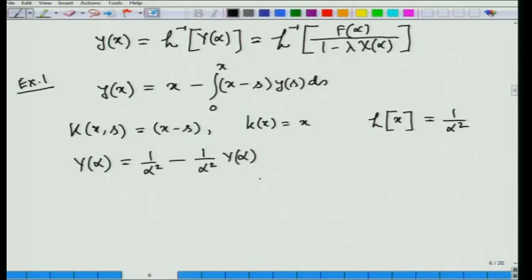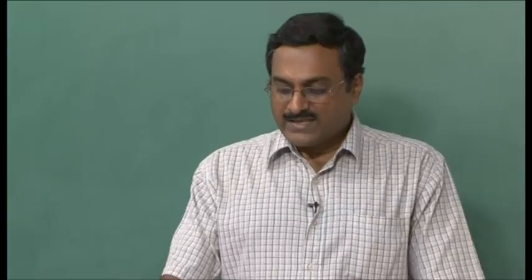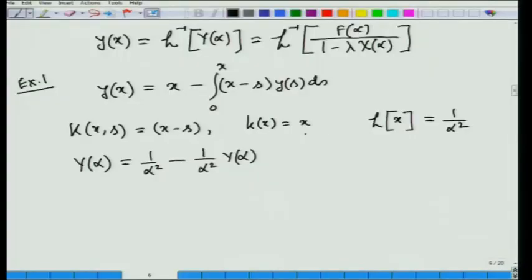This is the result. Actually, this is coming from the concept that the Laplace transform of the integral 0 to x, (x minus s) y(s) ds, means we are taking the Laplace transform of the convolution of two functions x and y(x). Now, the Laplace transform of x is 1 by alpha square, the Laplace transform of y(x) we denote by capital Y(alpha), then the Laplace transform of the integral 0 to x, (x minus s) y(s) ds, results in 1 by alpha square Y(alpha).